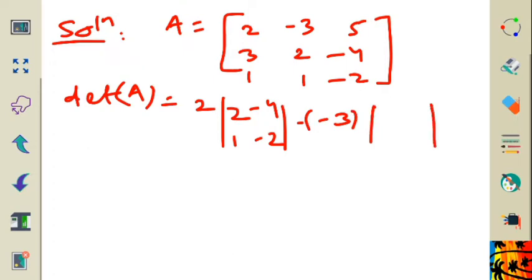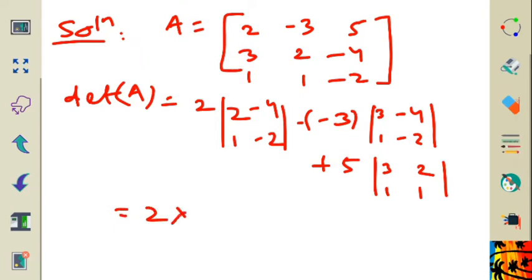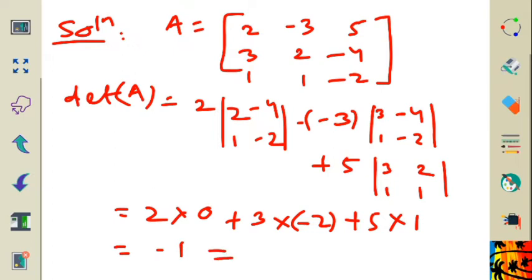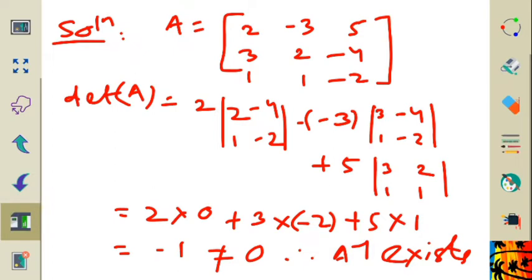So into determinant of, if I remove this row and this column, the remaining things are 3, minus 4, 1 and minus 2, then plus 5, then you remove the row and column. This is 3, 2, 1 and 1, right? So this is 2 multiplied by, this is minus 4 plus 4, which is 0, then plus 3, again this is minus 6 plus 4, I repeat, this is minus 6 plus 4, which is minus 2, plus 5 multiplied by, this is 3 minus 2, which is 1. So minus 6 plus 5 and the value is minus 1. Clearly it is not equal to 0. Therefore A inverse exists. So this should be understood that A inverse exists. Clear? So let me save this page.